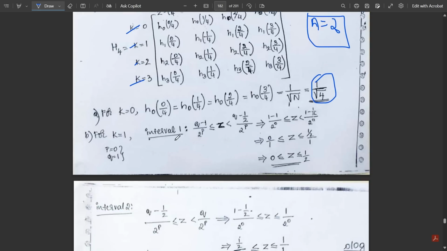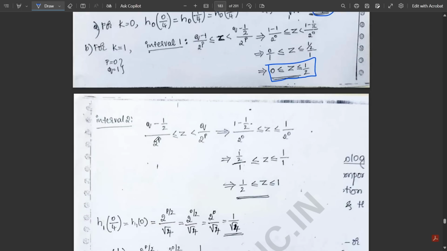First, we have two intervals to check for the z value, to see in which interval z falls. So let us check that first. Interval 1 is q minus 1 divided by 2 power p, less than or equal to z, less than q minus half divided by 2 power p. In this case, the value of q is 1. Take 1 minus 1 divided by 2 power 0, since the p value is 0. And here we have 1 minus half divided by 2 power 0. 1 minus 1 is 0, so that's why it is 0. And half divided by 1 is half. So this is the first interval range, that is 0 is less than or equal to z, less than half. Okay, so interval 2 is q minus half divided by 2 power p, less than or equal to z, less than q divided by 2 power p.